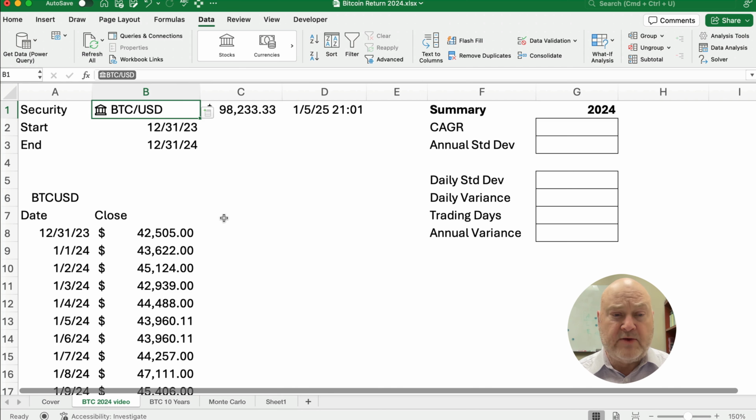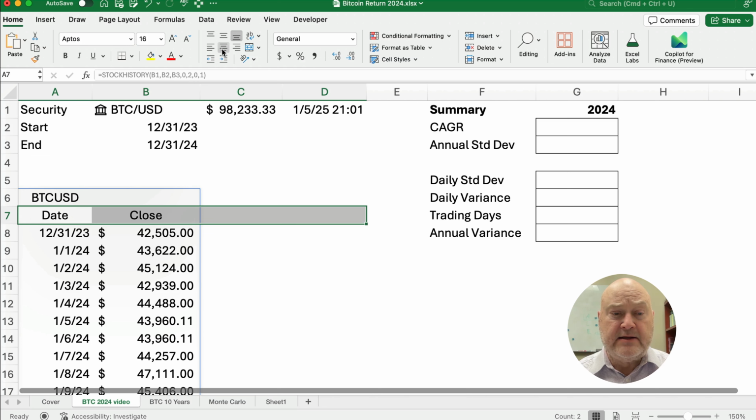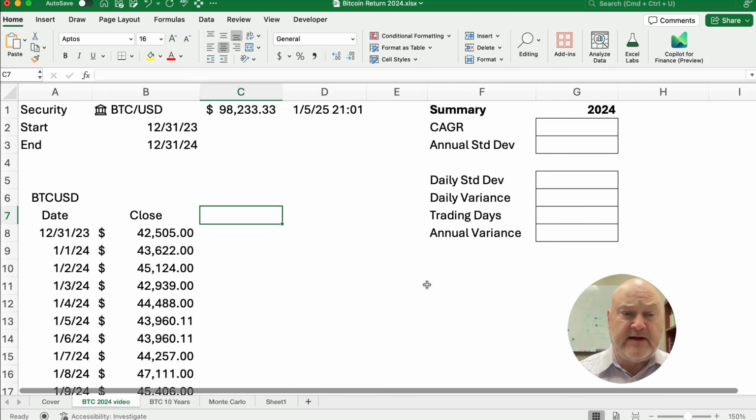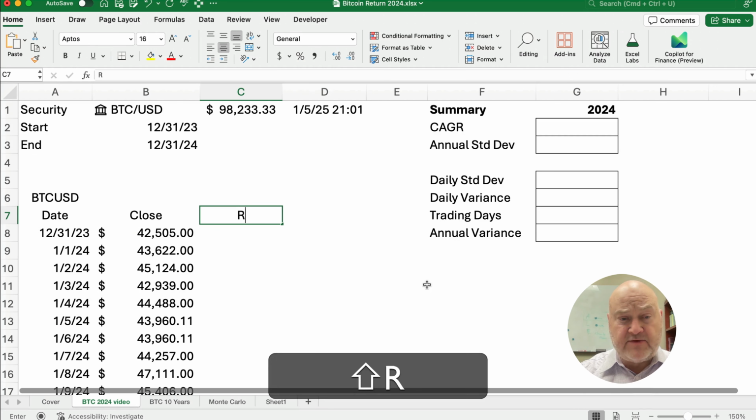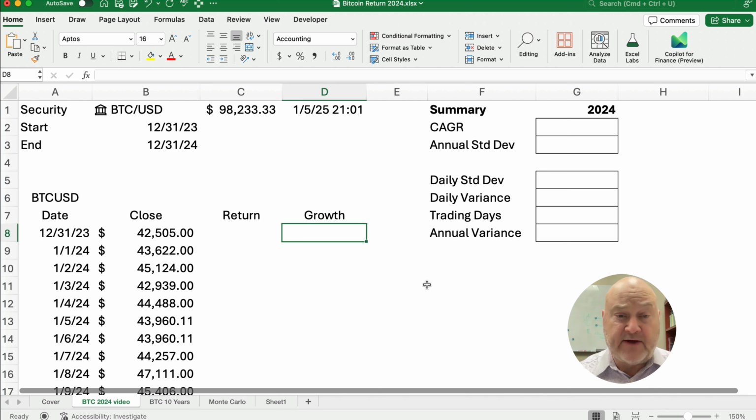So here's what we want to do. We want to calculate, we've got the date and we've got the close. Let me clean this up just slightly. And so then we're going to have the daily return. So what is the return? And then what is the growth if we invested maybe $1,000 or so? In fact, I'm going to put $1,000 and we can see what it grows to.